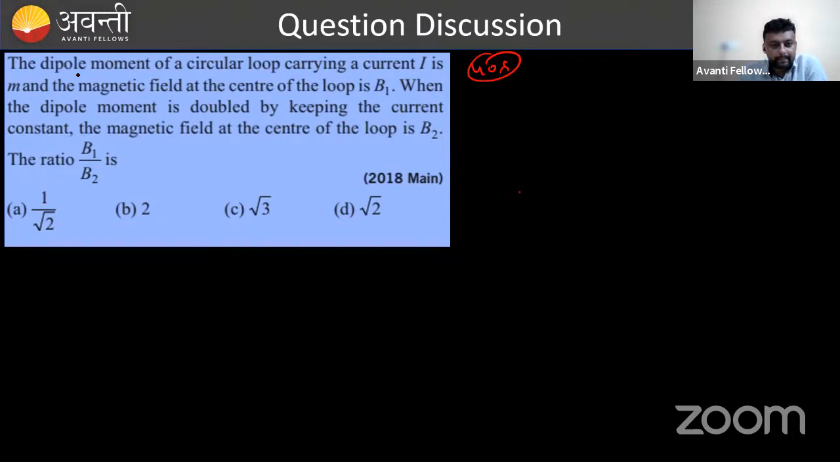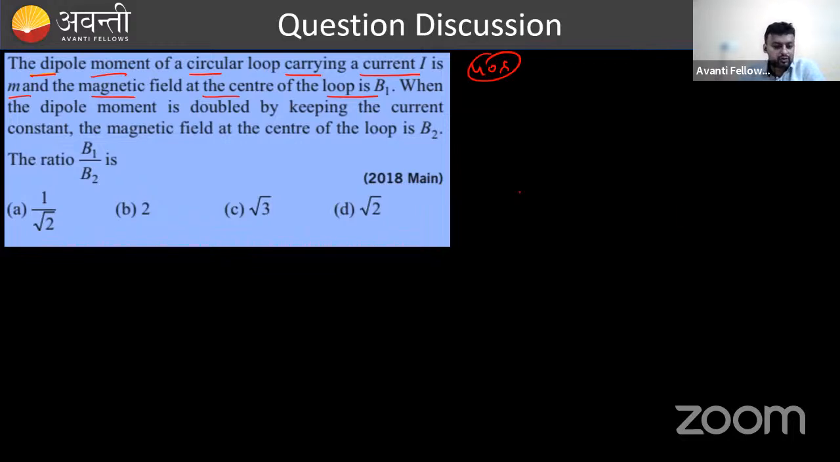Option number D. Okay. Who is saying option number D? JNV Gandhinagar. Very good, if you have solved it. The question says, the dipole moment of a circular loop carrying a current I is M, and the magnetic field at the center of the loop is B1. Okay, so first thing is there is a circular loop which has some current I and has a magnetic moment M.